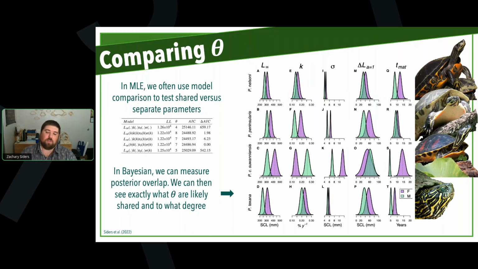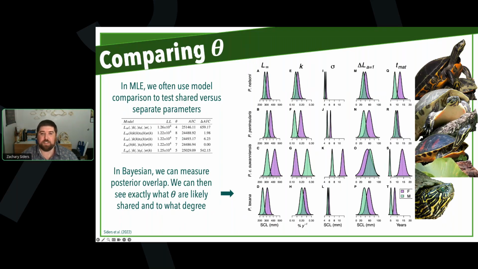Over on the right is our example from our mark recapture data on our pseudomaize, those 4 different species, and we have our different parameters: L infinity, K, sigma, the change in growth over the first year, and age of maturity, which was pulled from a surrogate value. In the Bayesian world, we can just estimate the full model, and then measure the overlap between them. We can see exactly what parameters are different, how different they are, and if we want, we can do some significance testing as well.